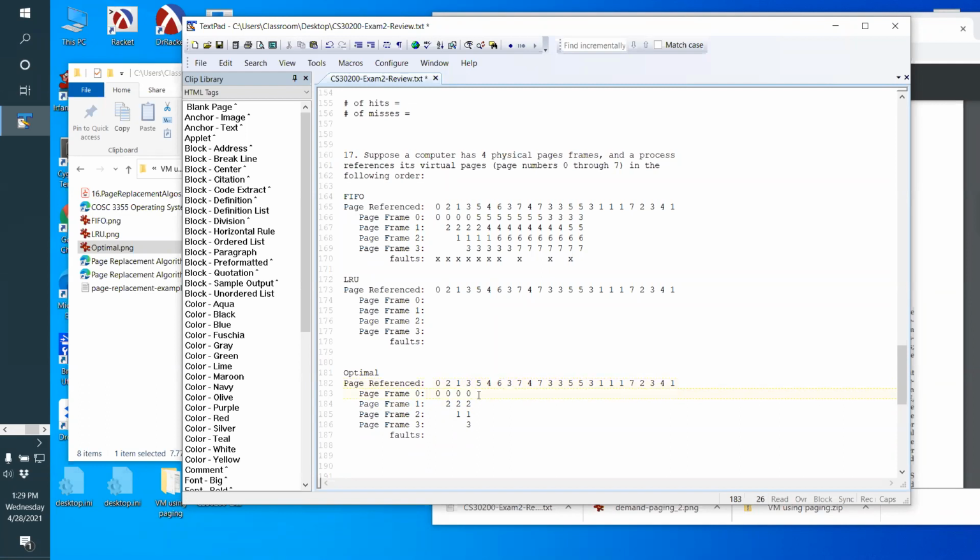0 is never going to get used again, so we boot out 0 because that's the optimal thing to boot out. It's never going to get used again. So 5 will replace 0, 2 stays put, 1 stays put, 3 stays put, and so far everything has been a page fault. That's been a page fault, page fault, page fault.